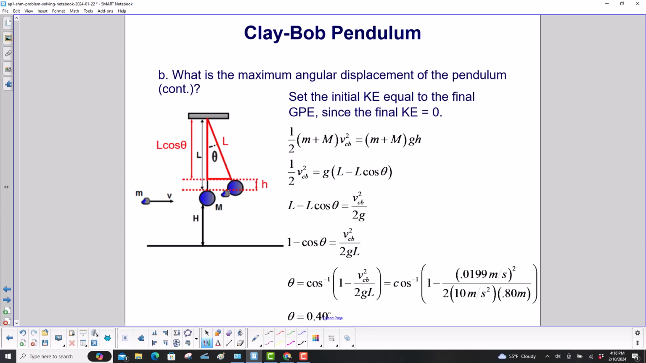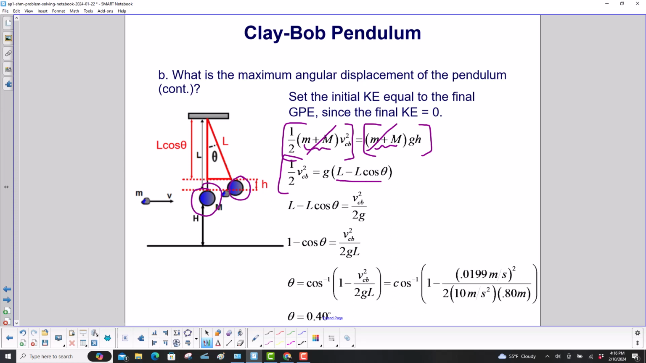Time for some algebra. Set the initial kinetic energy equal to the final gravitational potential energy, since the final kinetic energy is 0. So here's our kinetic energy. Here's the GPE at the top. And you have to use both masses, but it's not such a big deal here because why? They just cancel out.